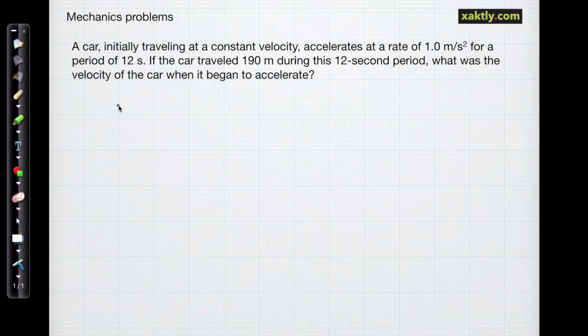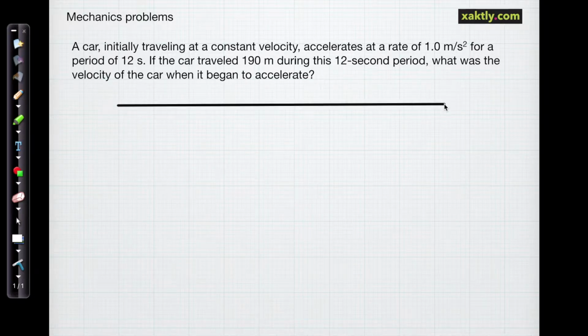Okay, here's another in our series of mechanics problems. In this one, a car is traveling at a constant velocity and then it accelerates, and we're given the acceleration rate, 1 meter per second squared. And it accelerates for a period of 12 seconds, and it travels 190 meters during this period. And that's all we know. And we want to find the velocity of the car before it began.